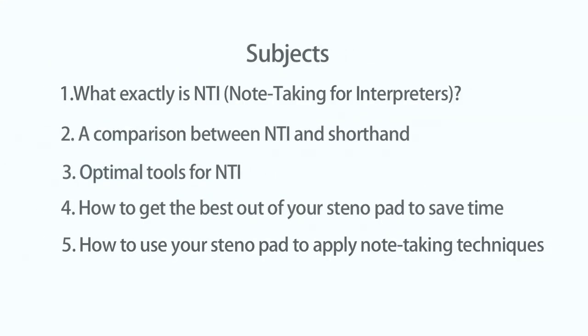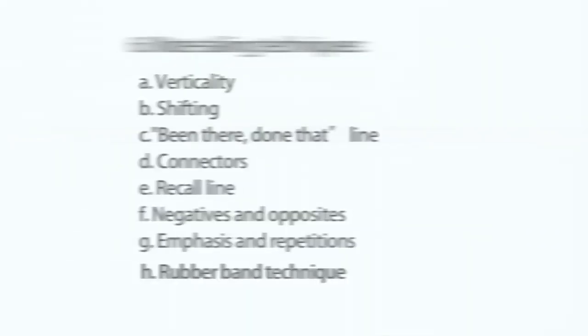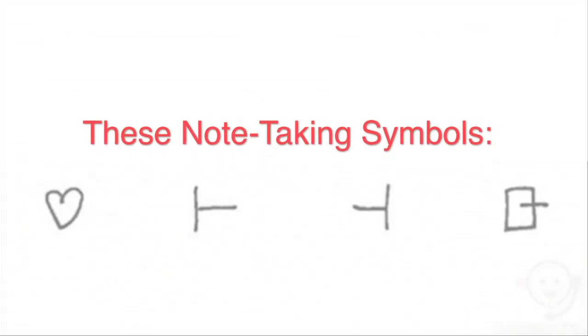The following are the subjects of the class. What exactly is note-taking for interpreters? A comparison between note-taking and shorthand. Optimal tools for note-taking for interpreters. How to get the best out of your Stenopad to save time. How to use your Stenopad to apply note-taking techniques. The following note-taking techniques: verticality, shifting, been there, done that line, connectors, the recall line, negatives and opposites, emphasis and repetition, the rubber band technique. Additionally, these note-taking symbols.